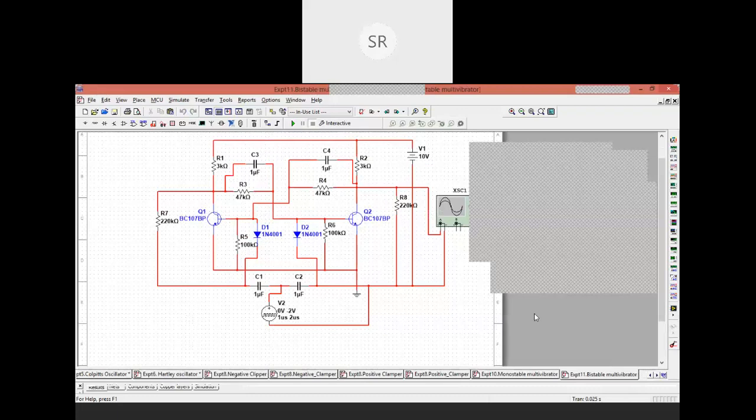You all know about the bistable multivibrator. Note down, the bistable multivibrator output on time, off time, pulse width and total time period are directly proportional to the triggering pulse given to the bistable multivibrator. This one is the triggering pulse. The triggering pulse total time period equals 2 microseconds. On time period equals 1 microsecond. Off time equals 1 microsecond.